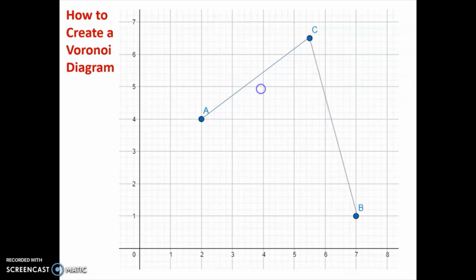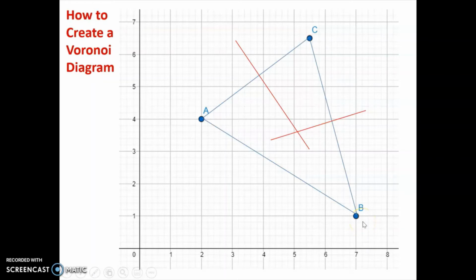So what would those look like? First I'm going to connect those. Now I'm going to make my perpendicular bisectors. Here's one, roughly, right there. And now for this side, there it is, perpendicular bisector. So now we need a perpendicular bisector for AB.